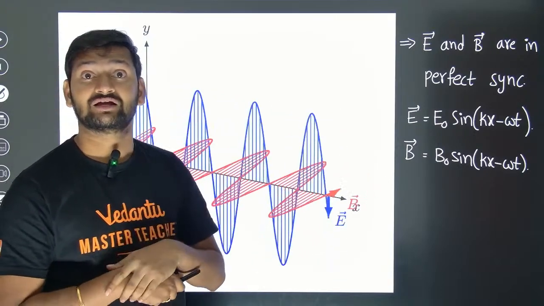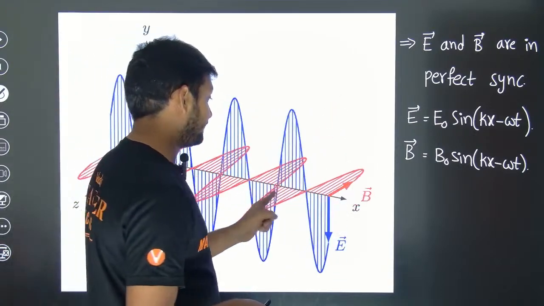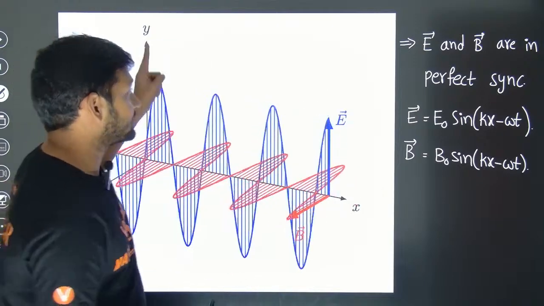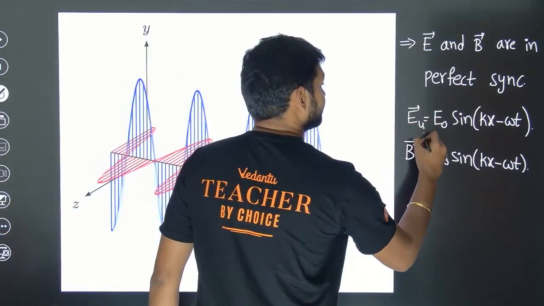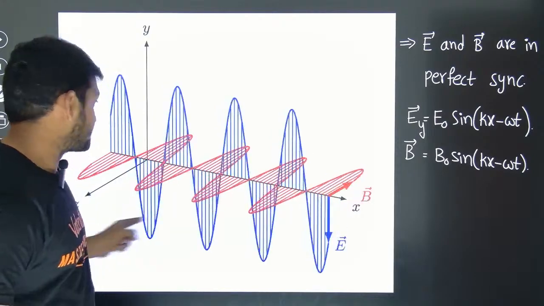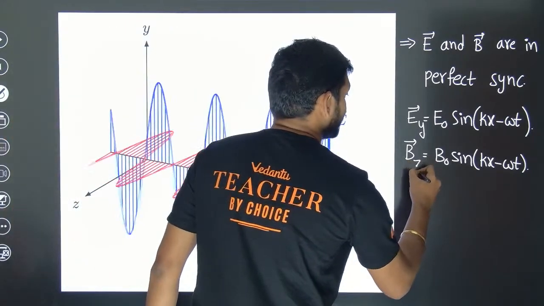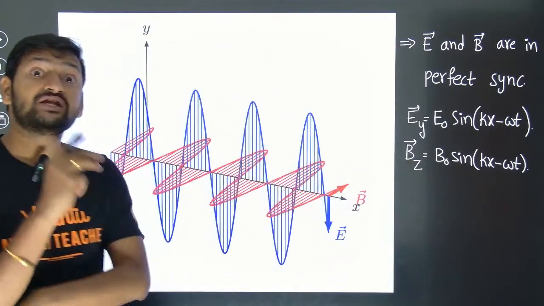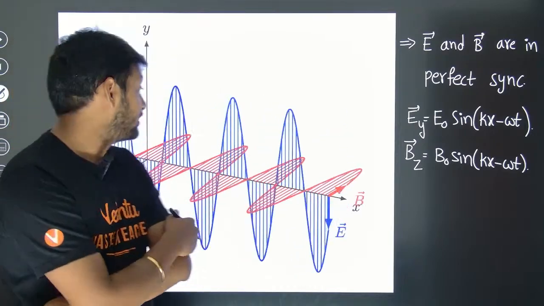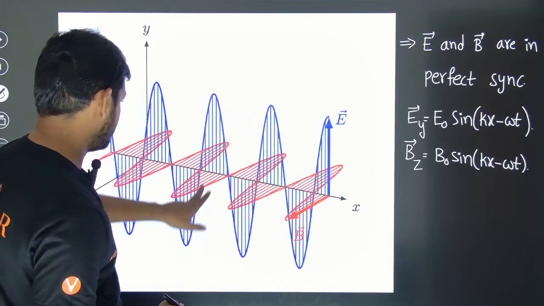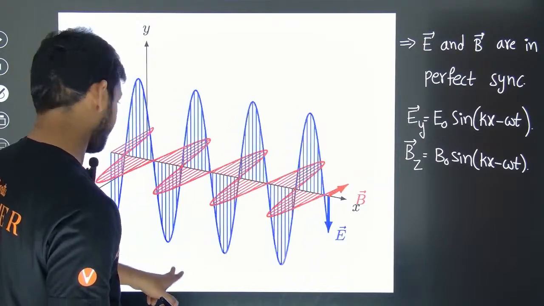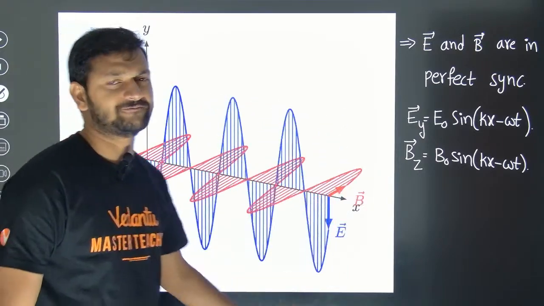But one thing, the electric field is oscillating in which direction? Y direction. The magnetic field is oscillating in which direction? Z direction. So they will be oscillating in two perpendicular planes. Right? Can I pause this one? I don't think so. This is a GIF.